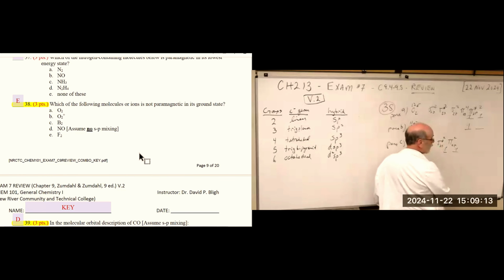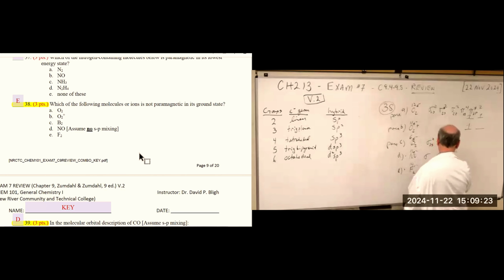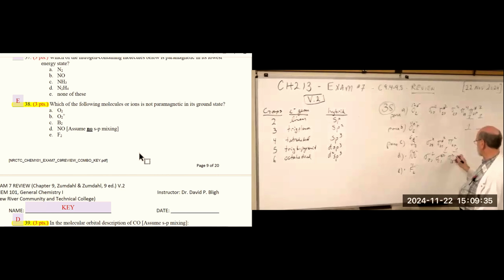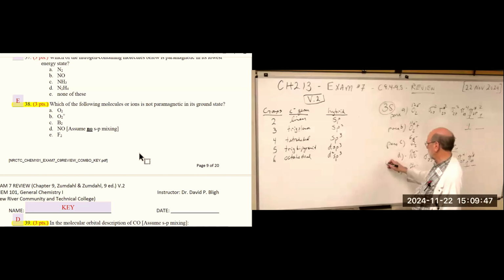NO. All right, NO, and we assume no mixing for this one. I think that's what it says, right? Yeah, no SP mixing. S to S. No mixing, we'll put this one first. And then this one. All right, 11, 2, 4, 6. And 4. And then pi star 2p 1. So that one is paramagnetic.